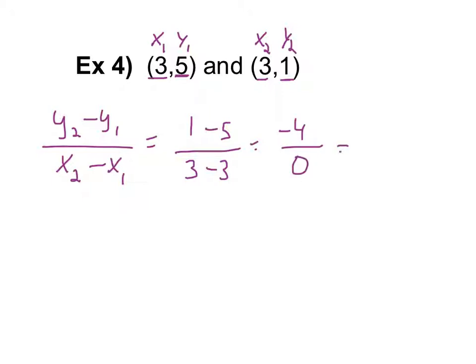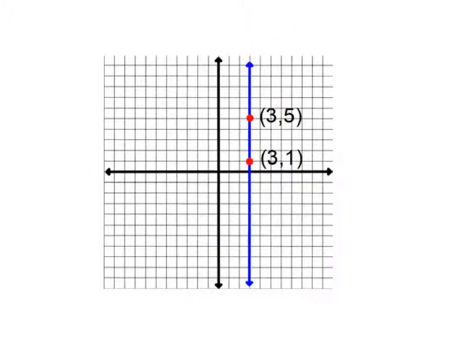So since we can't divide by 0, our slope is going to be what we call undefined. So the slope of this line is undefined. Anytime the 0 is in the denominator, that is an undefined slope, and you'll need to memorize that. Let's look at the graph.